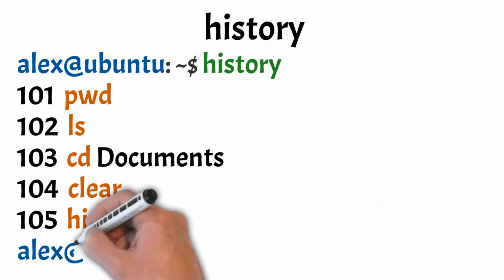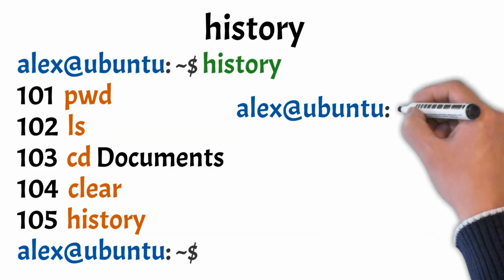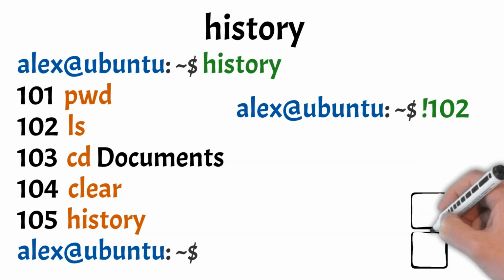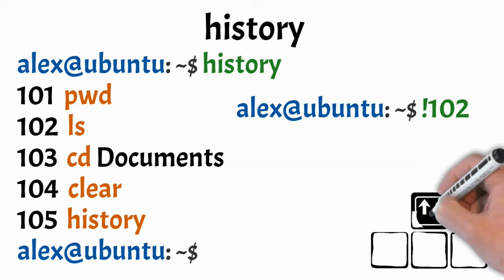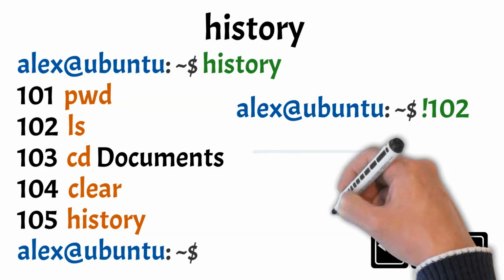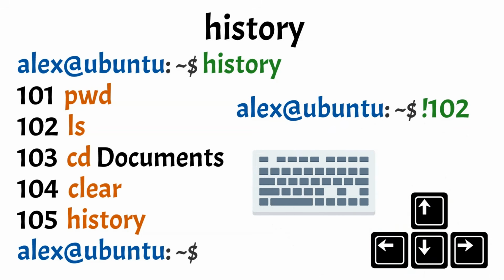For example, if command number 102 was ls, you can run it again by typing !102, a quick way to repeat a command without retyping it. You can also use the up and down arrow keys on your keyboard to scroll through your recent commands one at a time. This is especially helpful when you're experimenting or fixing typos, since you can just bring back the last command, edit it slightly, and run it again.